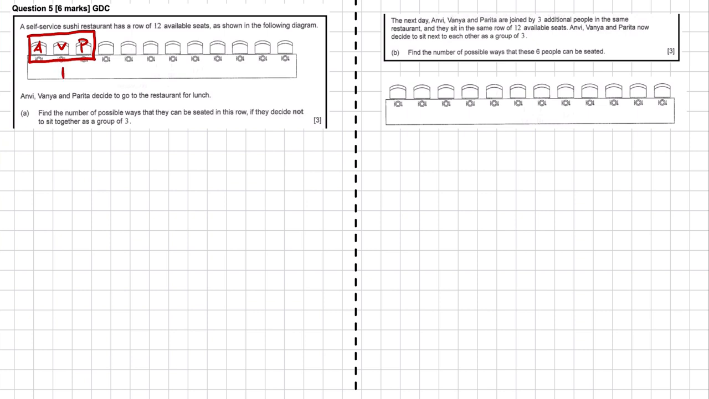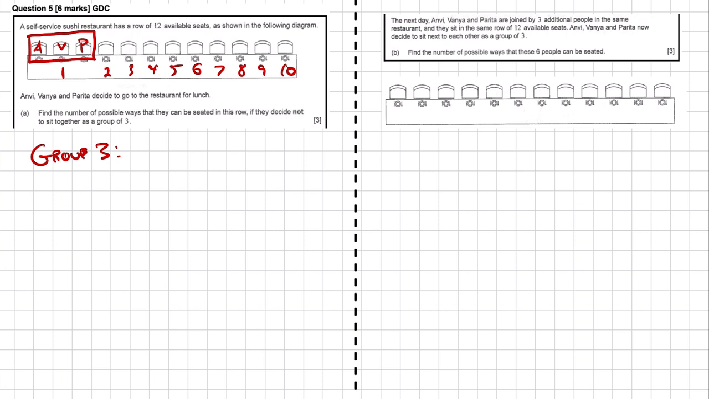So here we need to think about how many objects we have. Well, I have this group of three. That's going to be one object. Then I've got 2, 3, 4, 5, 6, 7, 8, 9, and 10. So I've got 10 objects now instead of 12, if we're thinking of an object as an available seat. So in order to find the ways that they can be sat in a group, a group of three.